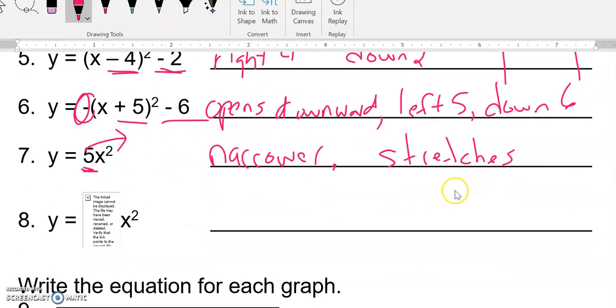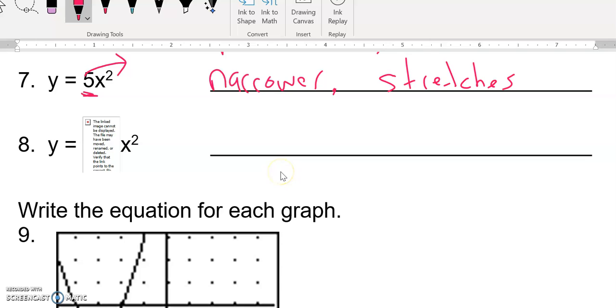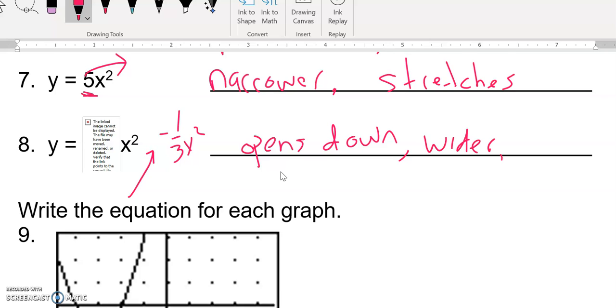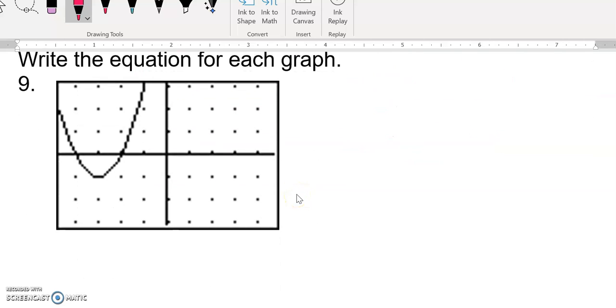Let's keep going. Oh, this one should have said negative 1/3 x squared. So, opens down. That takes care of the negative. Wider or compressed. And then write the following equation.